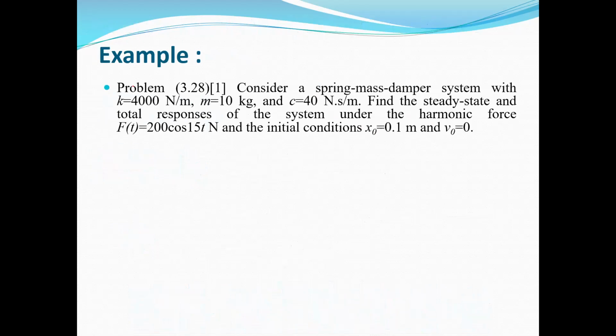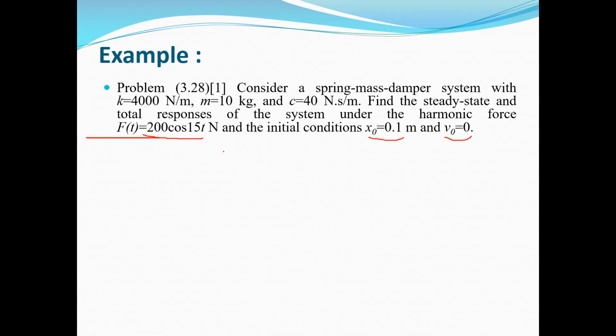So let's continue with several examples. First, consider in the first example a spring mass damper system with K equal to 4000, M equal to 10 kilogram, and C equal to 40 Newton second per meter. Find the steady state and total response of the system under the harmonic force 200 cosine 15t Newton, and the initial condition of x naught is 0.1 and v naught is 0.